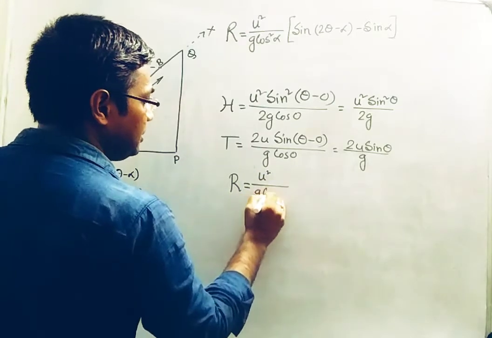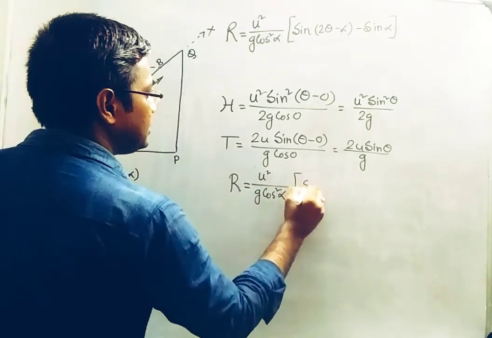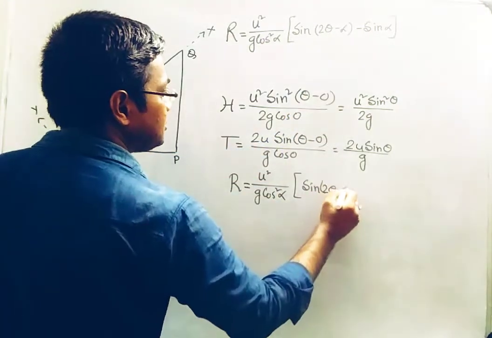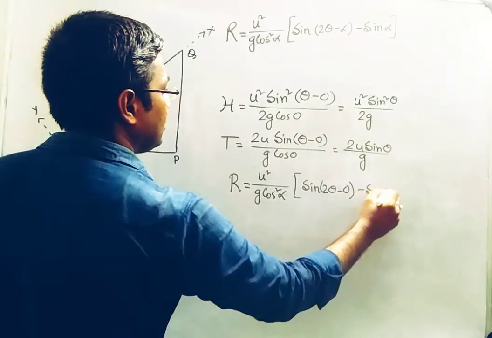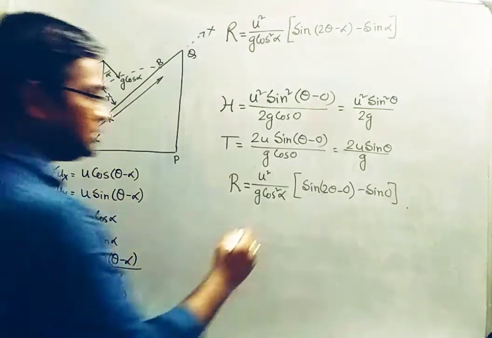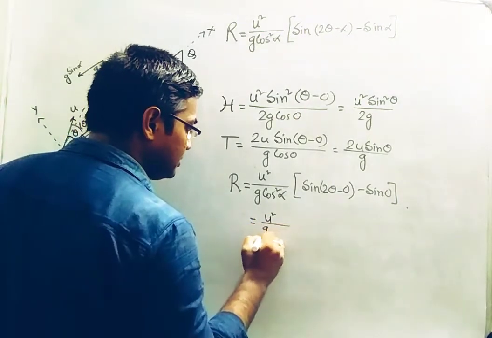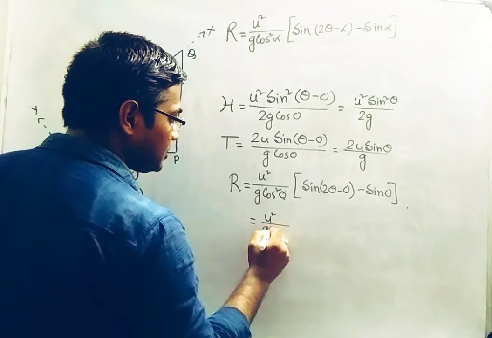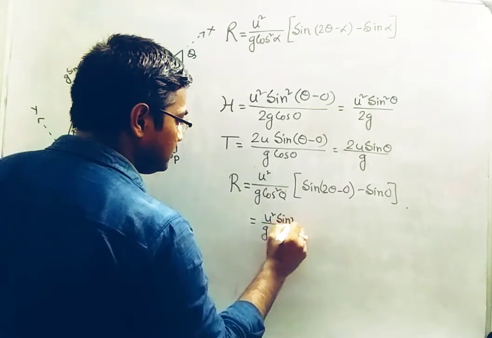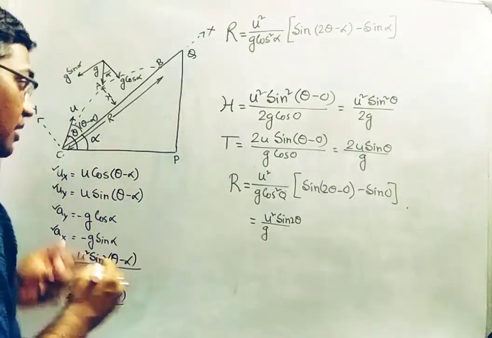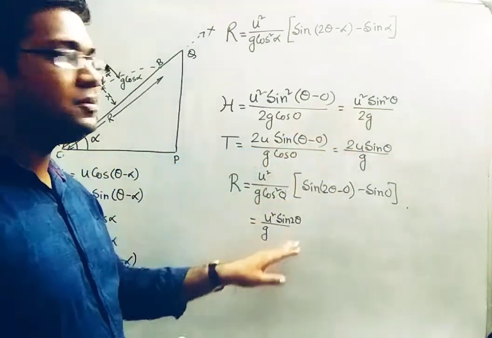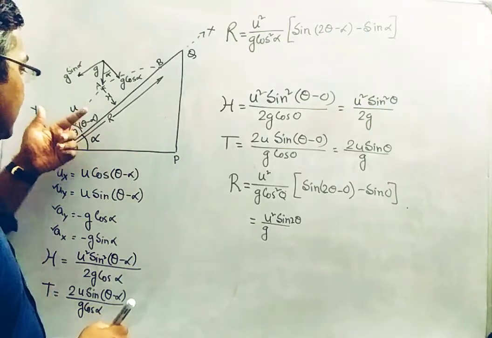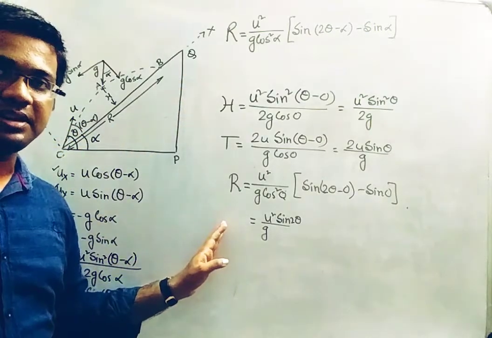And R, if I put alpha equal to 0 in this expression, then it will be u square divided by g cos square alpha into sine of 2 theta minus alpha minus sine alpha. So it becomes u square by g, here I also put 0, so cos square 0 is 1, sine 0 is 0, so u square by g sine 2 theta. So this is the expression. These expressions we obtained in the previous case, when the particle is thrown from the horizontal level. So if I make alpha equal to 0, it satisfies these equations.